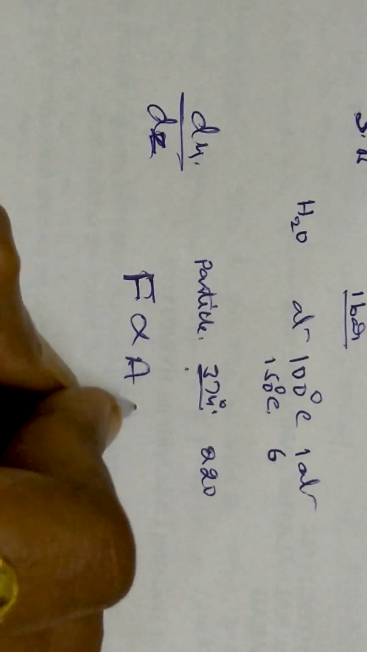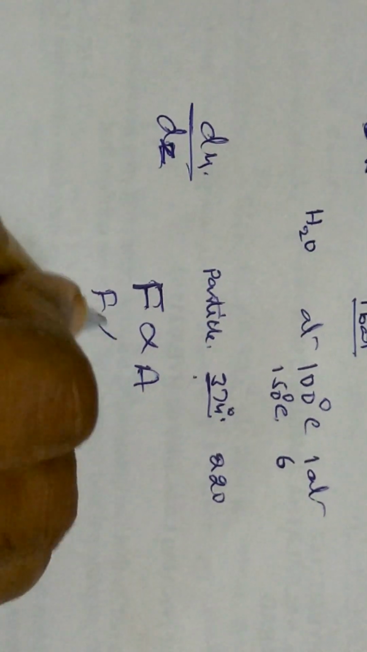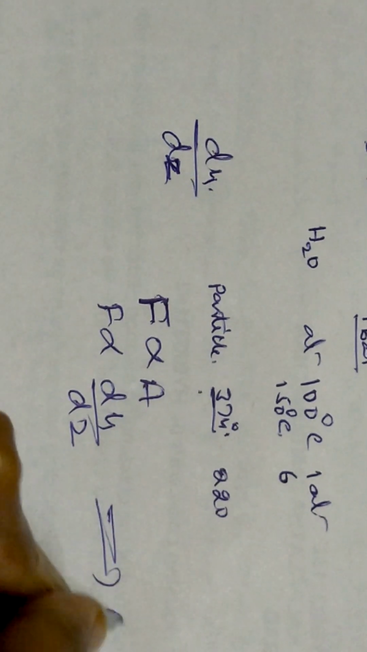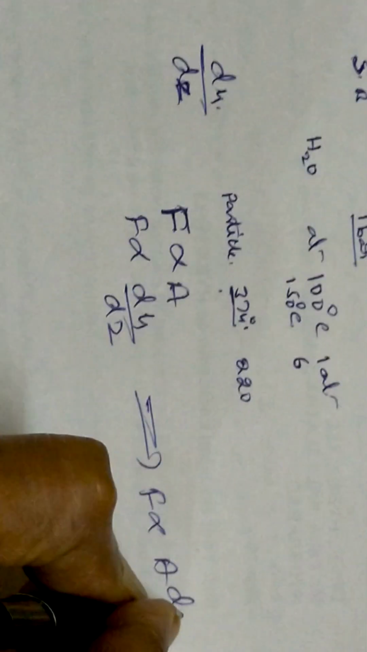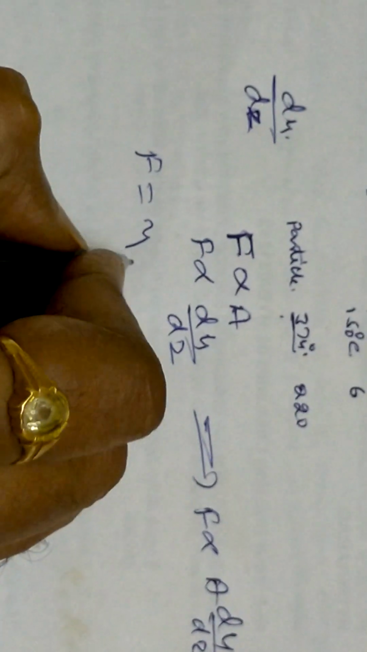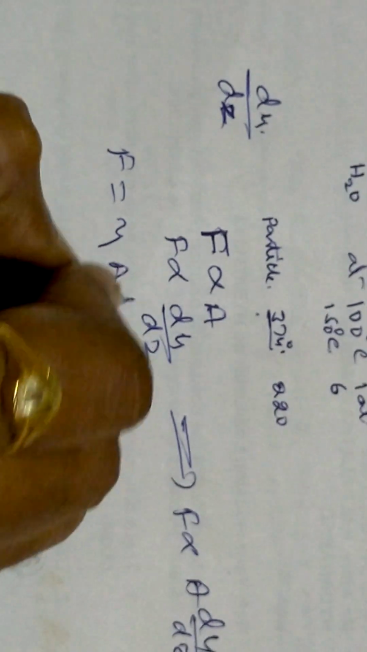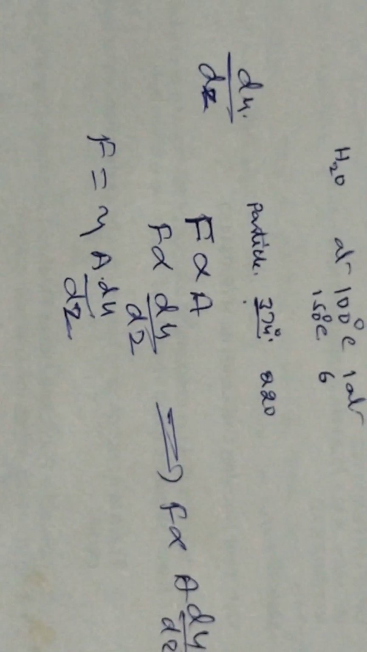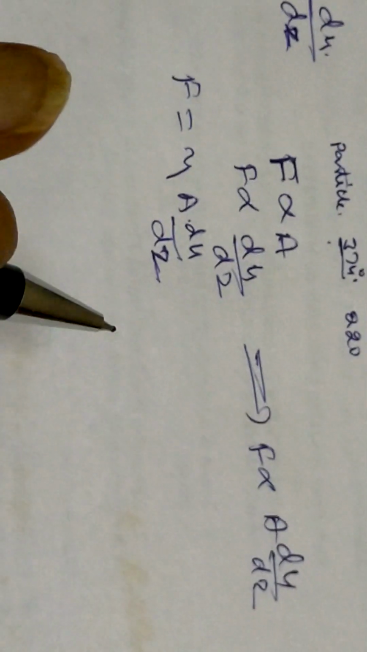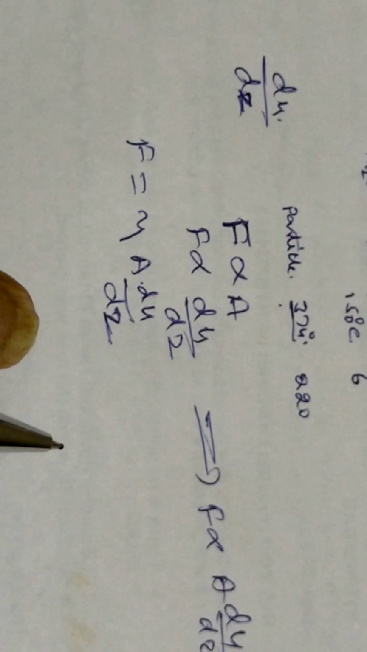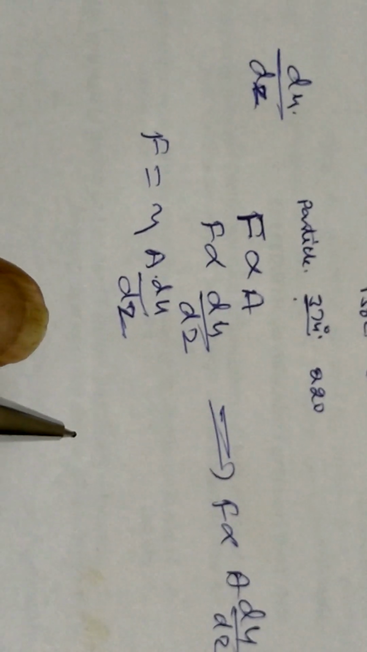So F is directly proportional to area. F is also proportional to du by dz. If you combine both equations, F is proportional to A du by dz, and if you remove the proportionality, F equals viscosity coefficient times A times du by dz. This is the viscosity coefficient. Viscosity is normally measured in centistokes.